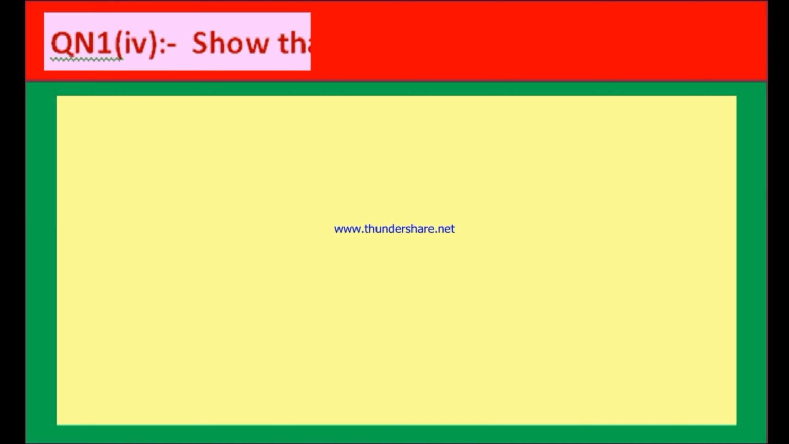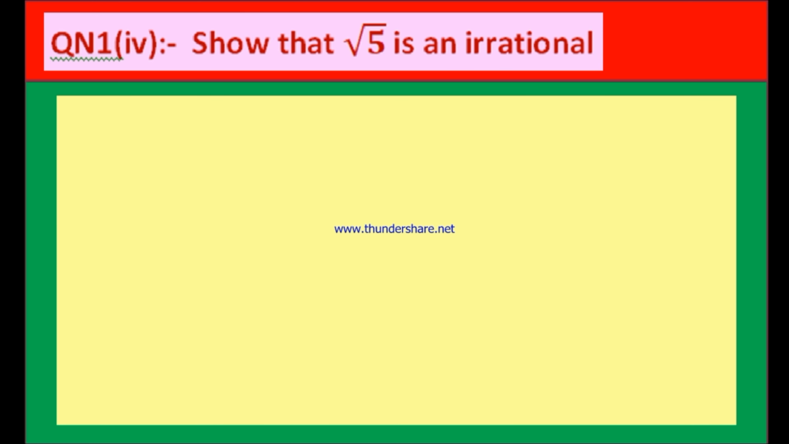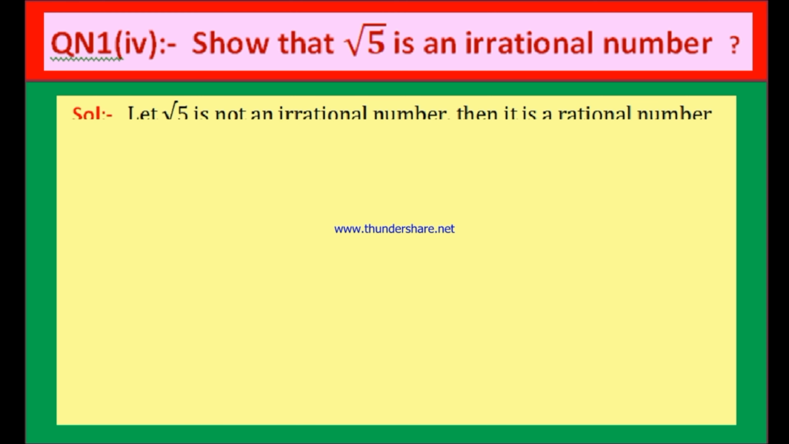Now, question number 1, fourth bit now. Show that root 5 is an irrational number. I shall repeat. Show that root 5 is an irrational number. Here is the solution. Again, we will assume that the given question is wrong. That is, root 5 is not an irrational number.